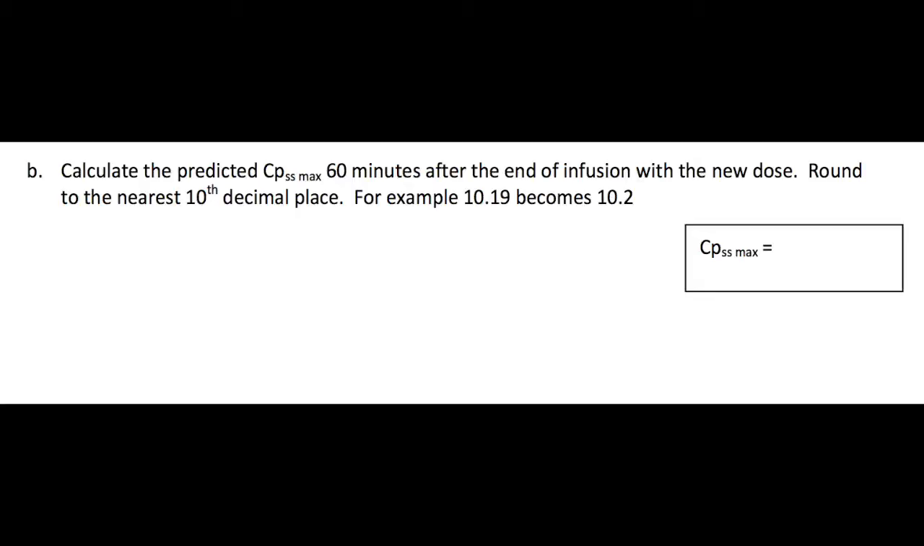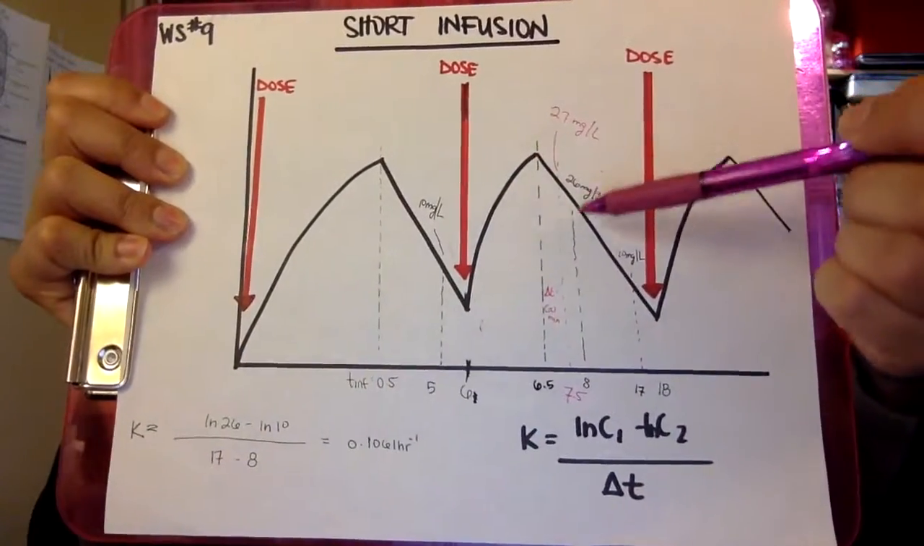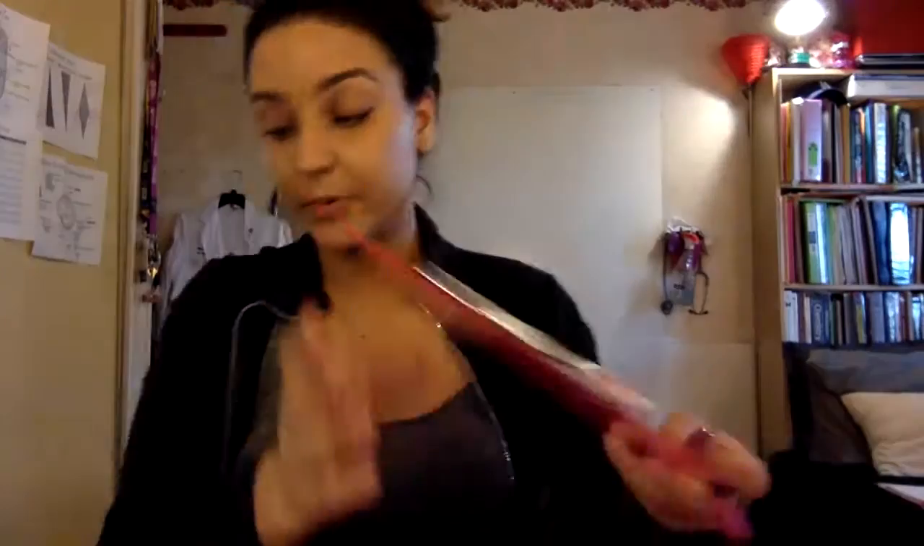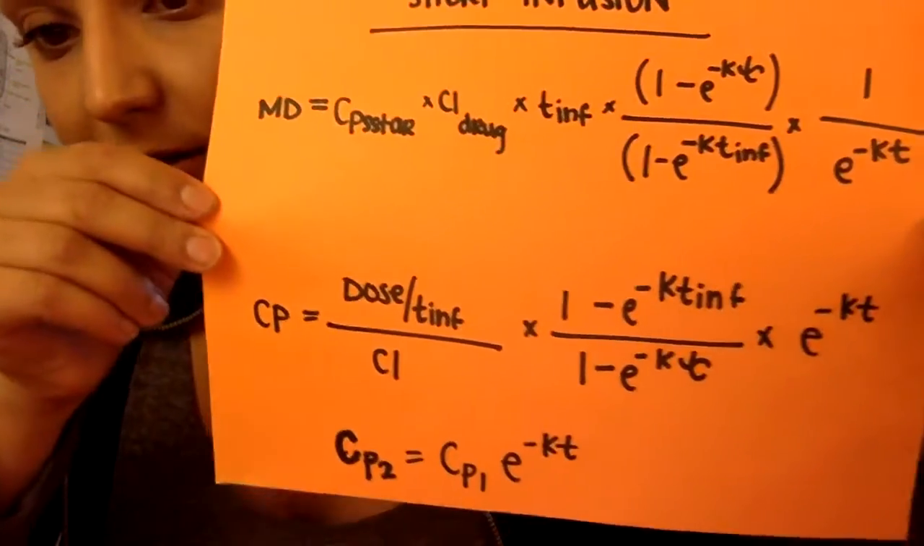So now when we go into part B, it's asking you to calculate the predicted CPSS max 60 minutes after the end of infusion. Again, after the end of infusion, we're going to be right around here, this 7.5, okay? That is where you are looking on this graph. But he's asking you for a CPSS max. Which equation do you use for CPSS max? You're going to be using that middle equation, the long one, okay?